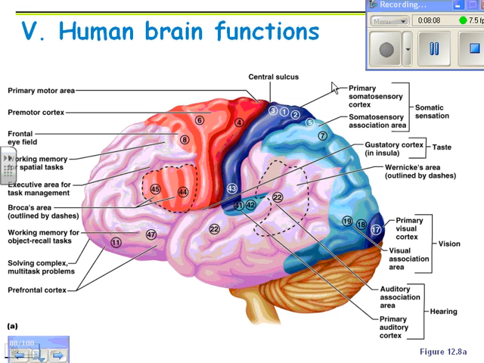Okay, human brain functions. Let's do this. This won't take too long. I don't need you to memorize any of this. What I want you to know is that the brain is specialized and different areas do different things. So this is the back of the brain, and this area is the primary visual cortex. That means this is the part responsible for you being able to see.